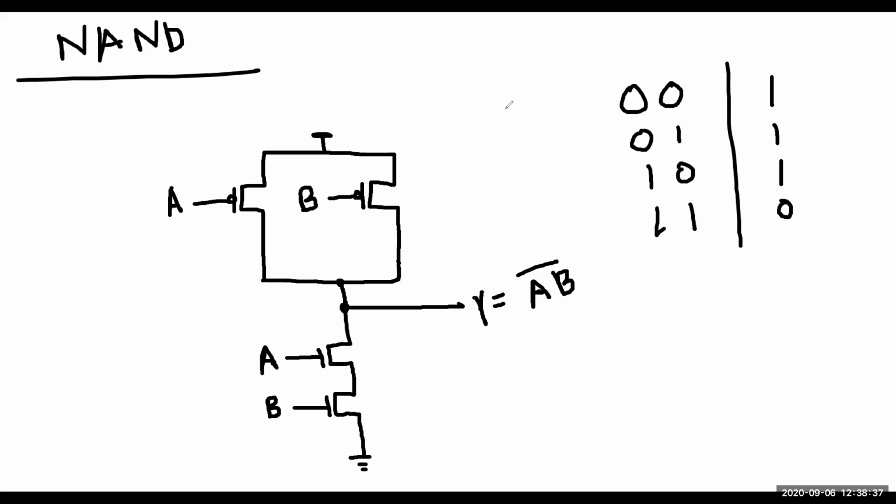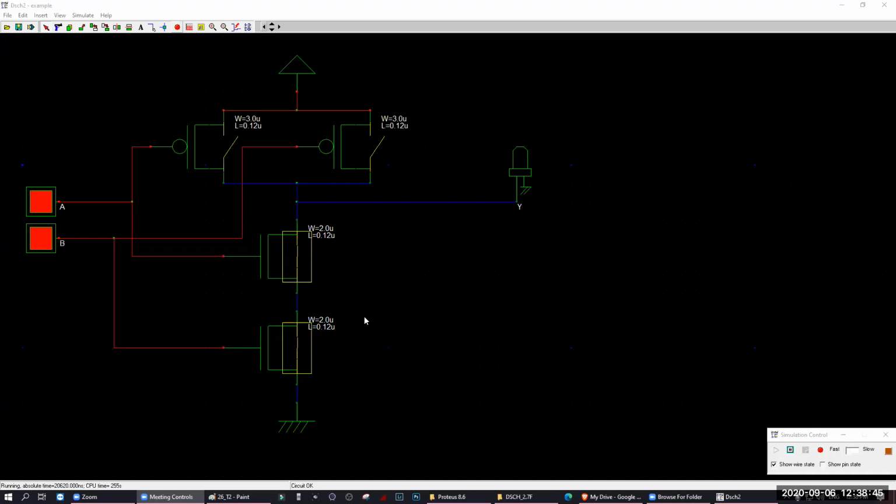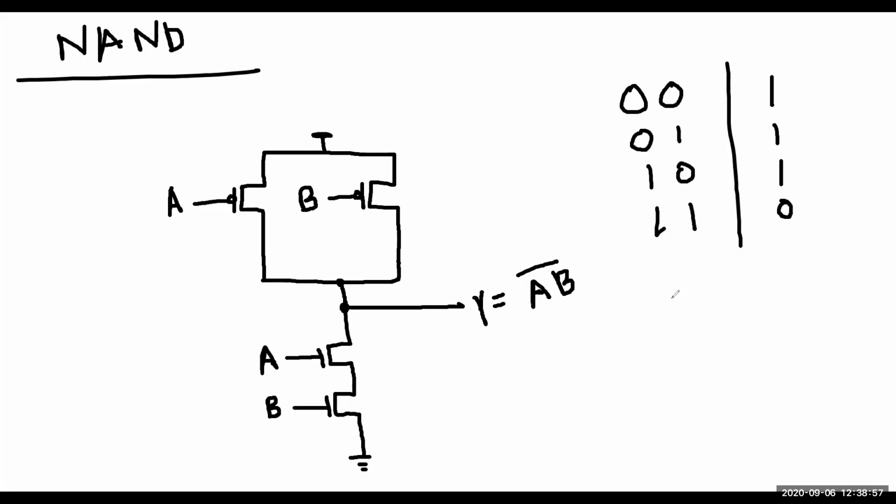Can you see that? For 0, 0 it is 1, for 0, 1 it is 1, for 1, 0 it is 1, for 1, 1 it is 0. So I believe you understood this very well, right? Yes. Okay. So that is your NAND gate. So can anyone tell me what will be our AND gate?